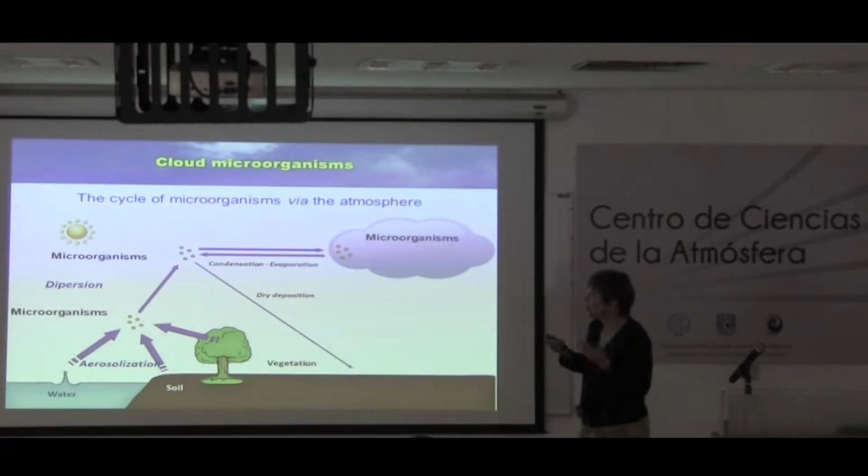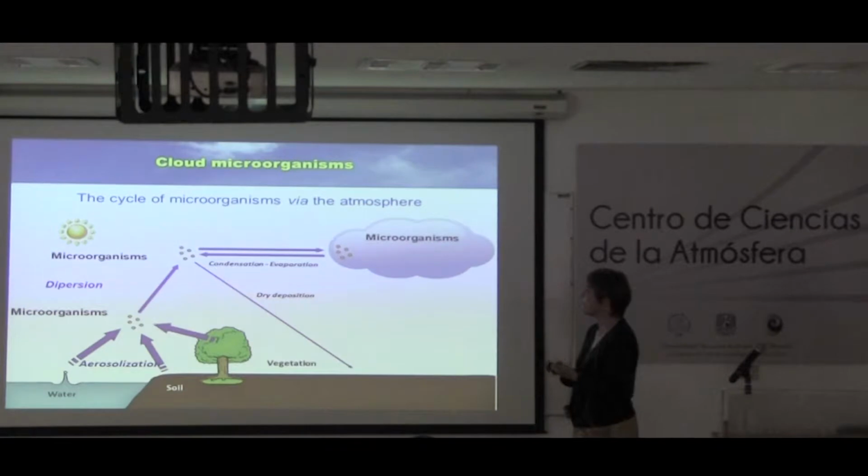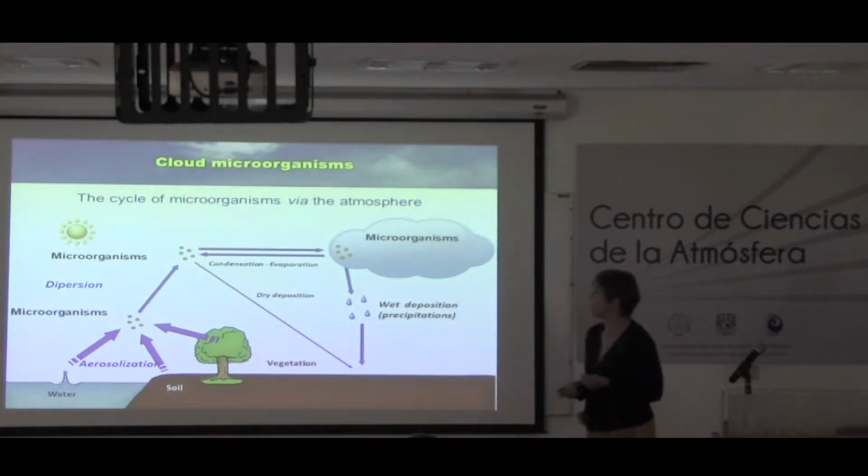And finally, they will become a cloud because, as any particle of a small size, which people of the atmosphere call CCN, they will condense water at their surface, and so they will become a droplet. So they will become the cloud because they are themselves droplets. And then they will go down to the soil, mainly by wet deposition, so by precipitation, rain, snow, and so on. Sometimes they can also go down by dry deposition, but for bacteria which are rather small, it's rather the wet deposition which is the most important.